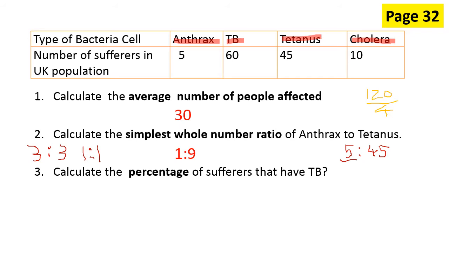I'll not even bother trying to draw it. Shall I try again? Yeah, let's try again. Okay, we're drawing it again. 5. Divide that by 5, you would get 1. You would divide that side by 5, you would get 9. So it's 1 to 9.